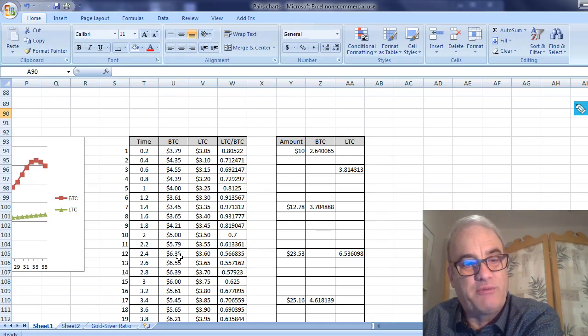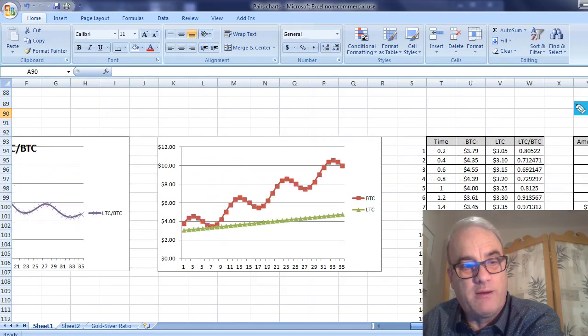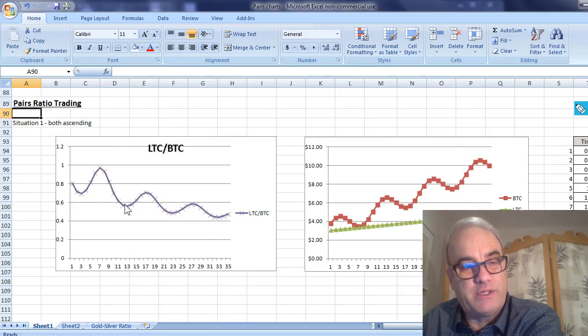3.7 times 6.35. Converting it to Litecoin, then I divide by 3.6, and I got 6.5. So my Litecoin has about doubled. Okay, and I continue with this process. I'll just do one more. Okay, so I wrote it down. I'm going to ride the Litecoin up to around 17.